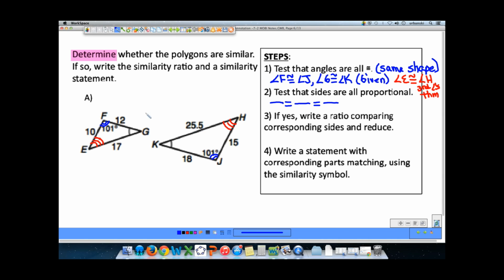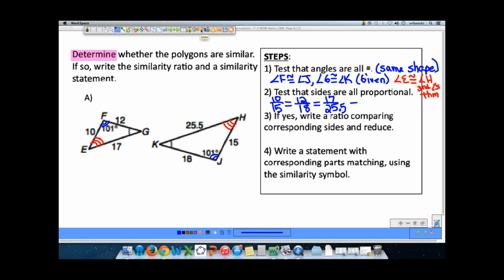So the easiest way to set this up is to just look at one of your triangles. I'll start with the smaller triangle, put that one on top. And to keep everything lined up, all you have to do is go smallest to greatest. 10, 12, then 17. If you start with that every time, then it will make a lot of the difficulty go away. Because over here, you don't have to figure out which one goes with which. You just know that the smallest one's going to go with the smallest one. So 15 goes first. And then you go to the middle side. That's 18. And then you go to the larger one, which is 25.5.